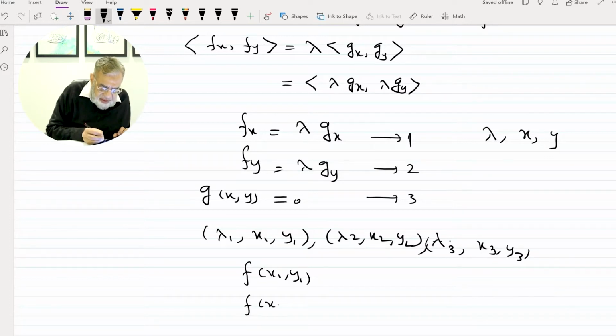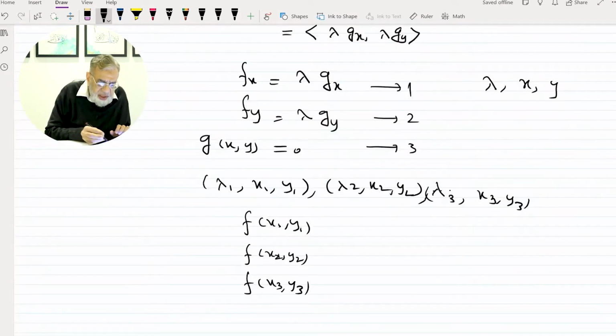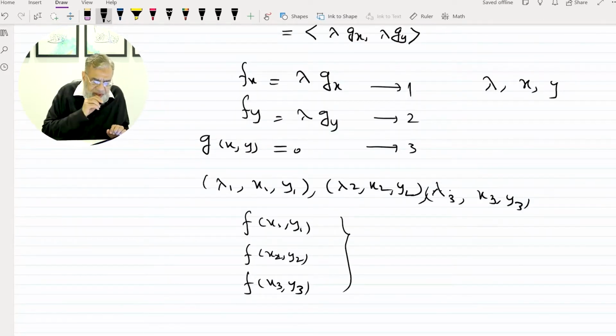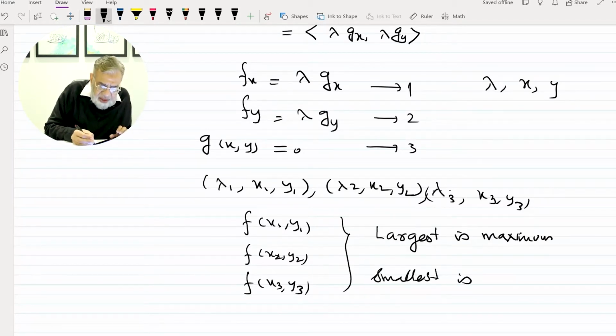Then the value of the function at the point x2, y2, the value of the function at the point x3, y3, and so on. It can be a lambda, and we can have different values. So here the largest value is the maximum, and the smallest value is the minimum.